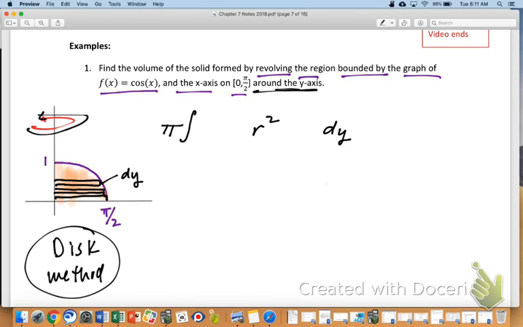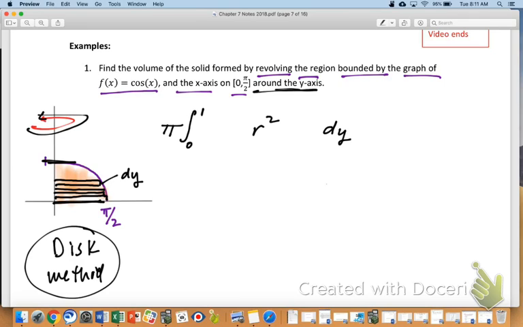Make sense? Okay. So then the limits of integration should reflect this, right? They should reflect where do I start accumulating and where do I stop. So what do you guys think? Where would I start and where would I stop? 0 to 1. Yeah. Start down here at y equals 0. I'd stop up there at y equals 1. So my limits of integration would be 0 to 1. Does that make sense? Okay.